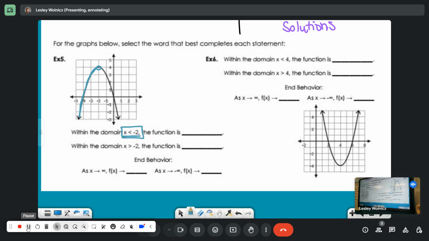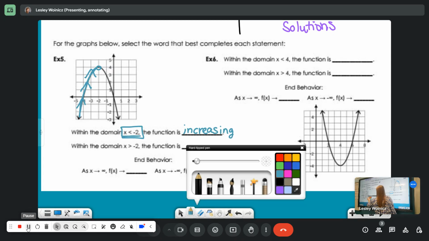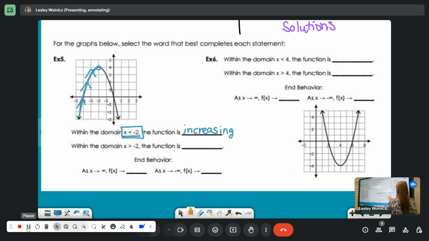Is my function increasing or decreasing? So remember, we're reading from left to right. Pretend this is the path of a ball. So my height is increasing, increasing, increasing till it reaches a maximum and then goes down the other side. So I'm going to say increasing. Okay, on the other side, when x is greater than -2, what is happening to the value of my function? Decreasing.